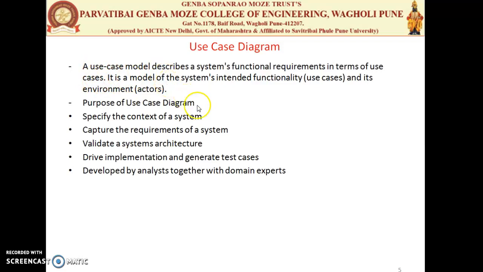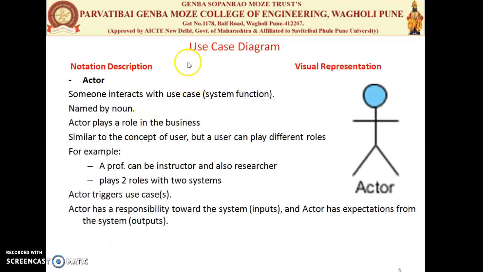Now in any system, the functionality may act as use cases and the actors, humans, systems, or hardware may act as actors. The purpose of the use case diagram is to specify the context of the system, capture the requirements of the system, validate the system architecture, drive the implementation and generate the test cases, and it is always developed by the analyst together with the domain experts. So let's see the notations of the use case which are used in the use case diagram.